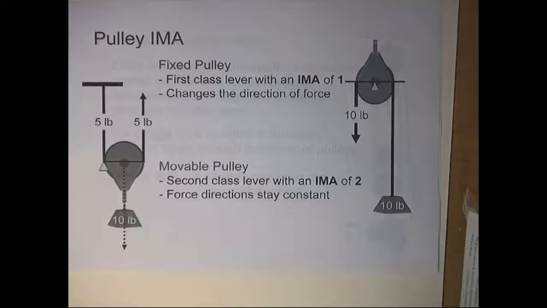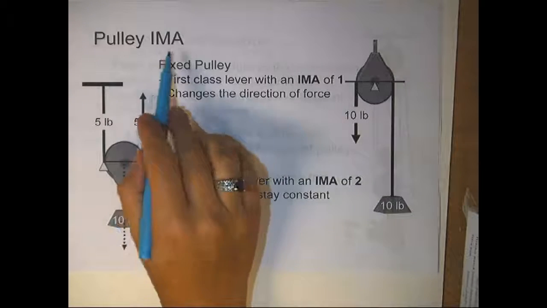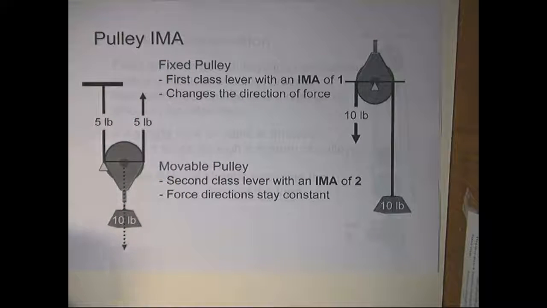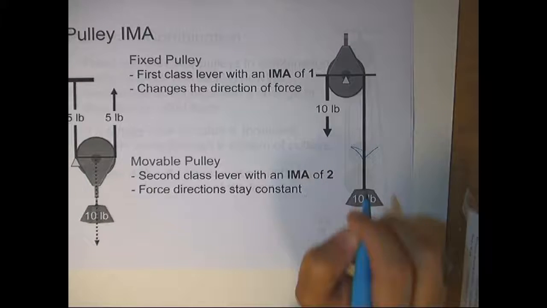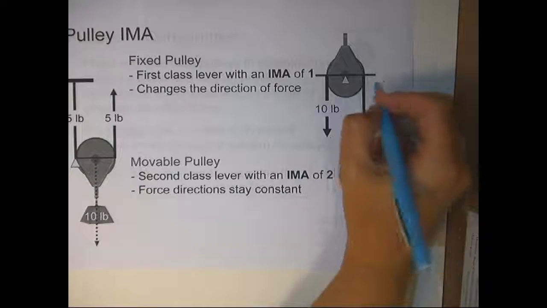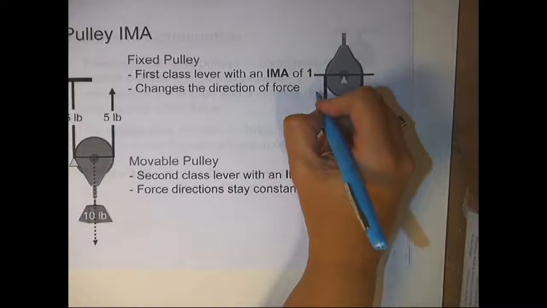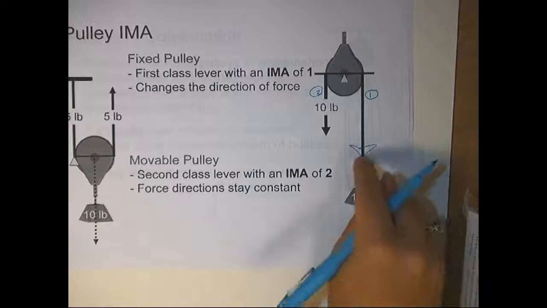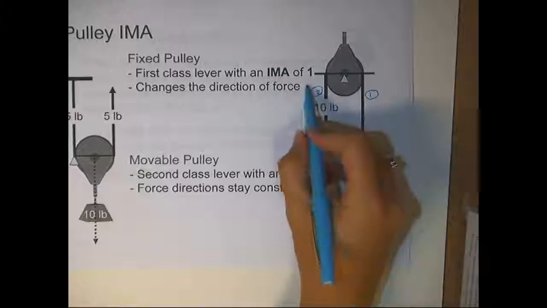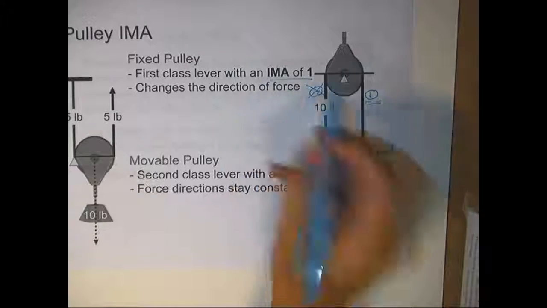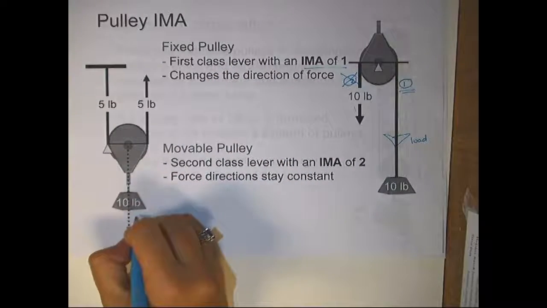So here's the deal with the pulleys. They're the easiest ones to find the IMA of, because the IMA is just the number of ropes that are not going in the same direction as the load. So here, my load on this one is pulling down this way. So when I count my ropes, here's one rope, and here would be a second rope. But this rope is pulling in the same direction as my load. So since it's pulling in the same direction as my load, I don't count this one, so this one has an IMA of 1.